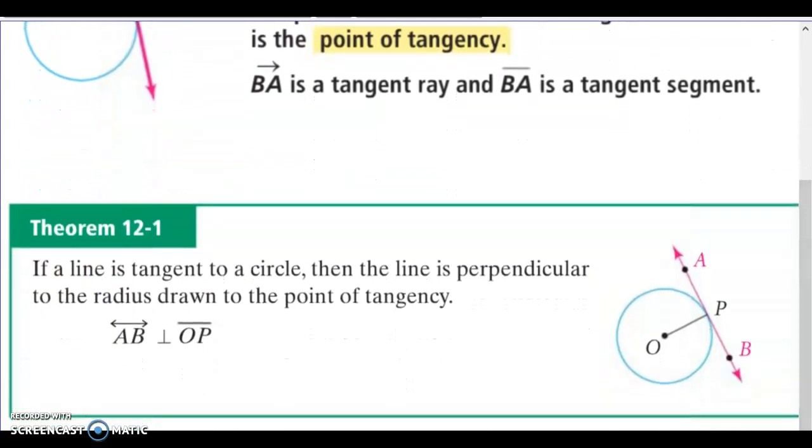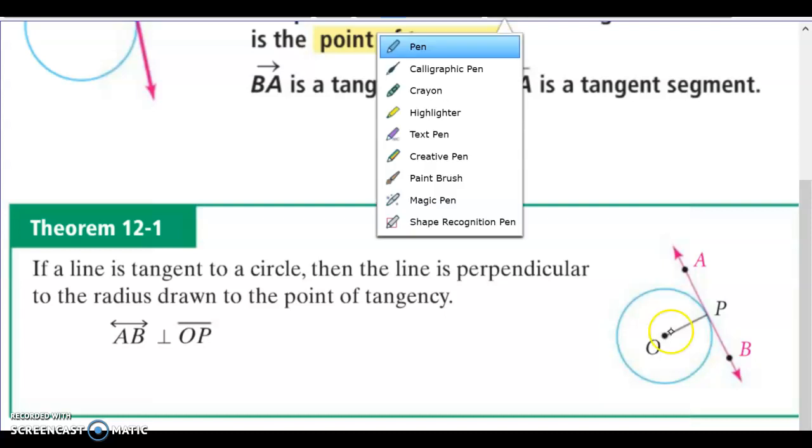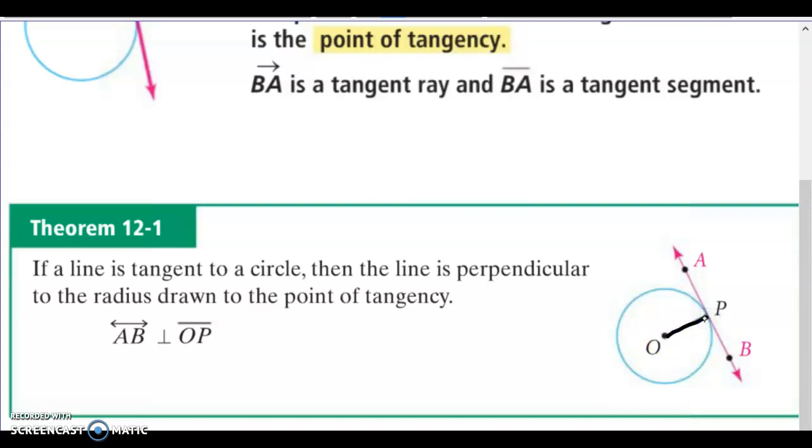So if we have a line tangent to a circle, such as this one over here, the pink line is the tangent line, and P is the point of tangency in this case. When I draw in the radius right here from O to P, the radius will always be perpendicular to the tangent line. So what that means is I can go ahead and draw in a right angle right here. Any tangent line is going to be perpendicular, or form a right angle, to a radius.